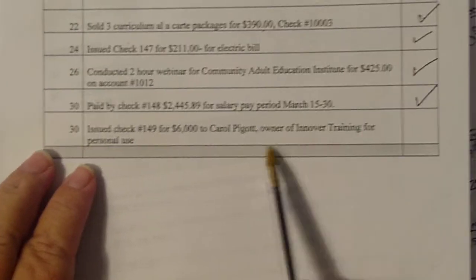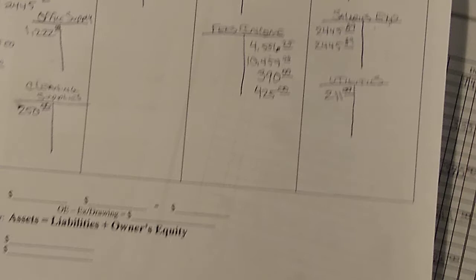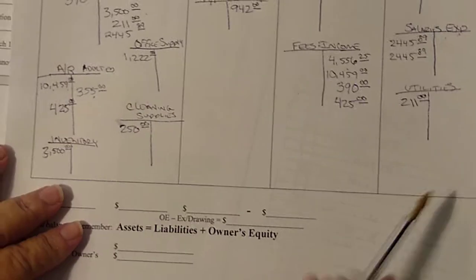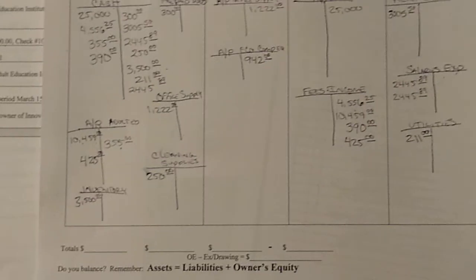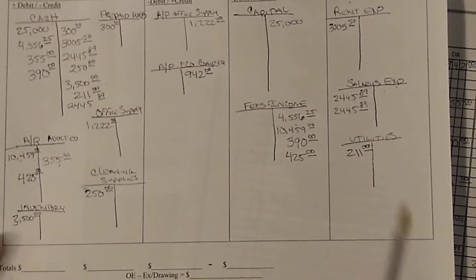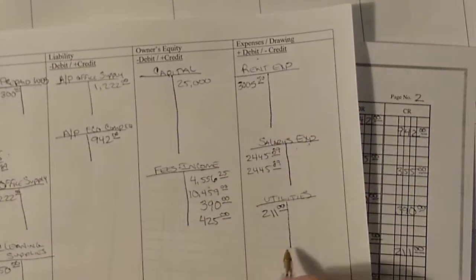Last one. Issued a check 149 for $6,000 to Carol Peugeot, owner of Innovate Training, for personal use. Okay. So where does this one come from? This one is a check that's coming out of the company to the owner. So it's going to be drawing. We're going to draw on the account. So drawing.